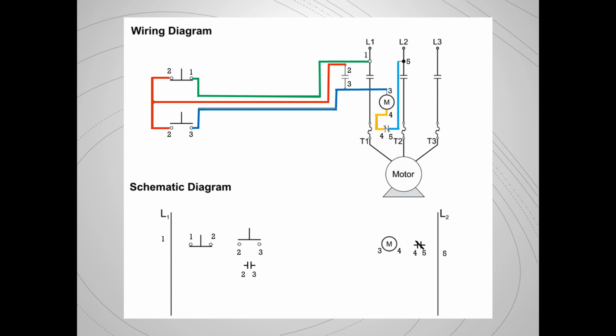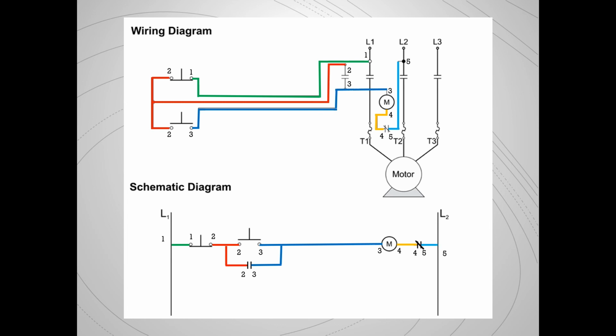First, I want to go from line 1 to the number 1 terminal on my stop button. Then from the number 2 terminal on my stop button, the other side, I'm going to go to my normally open switch and to my normally open contact. From the far side of my normally open switch and the normally open contact, those are both labeled with a 3. They go over to the number 3 terminal on my coil. Coming out of the secondary side of my coil to my overload contacts, I have number 4. And from my overload contacts to line 2, I will have number 5.